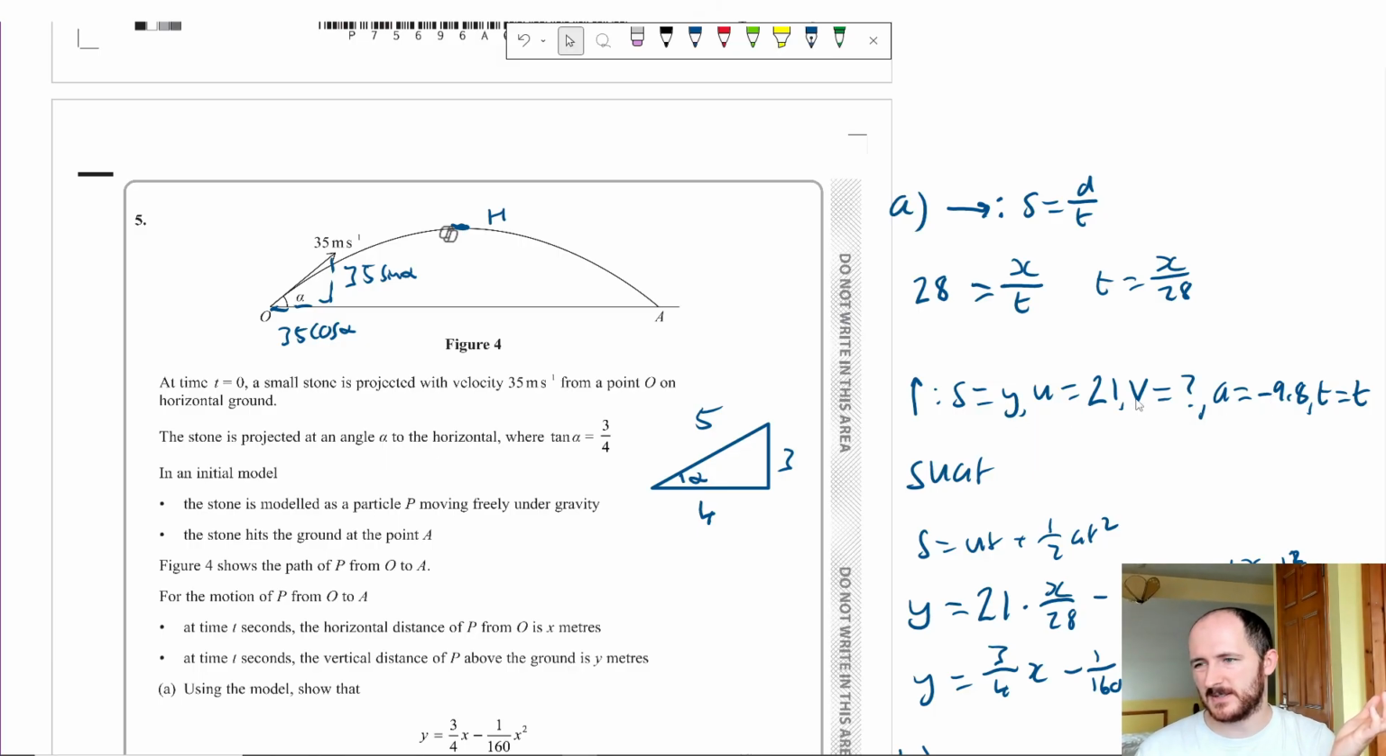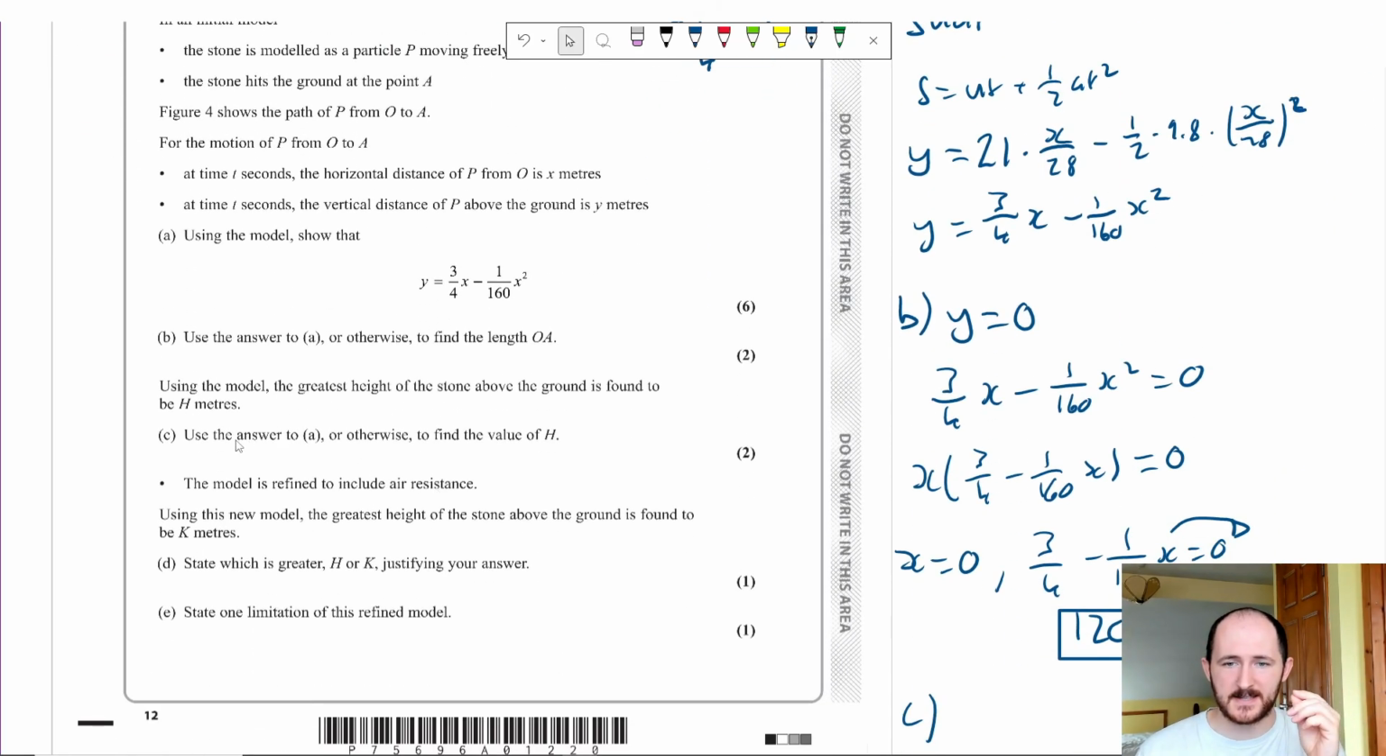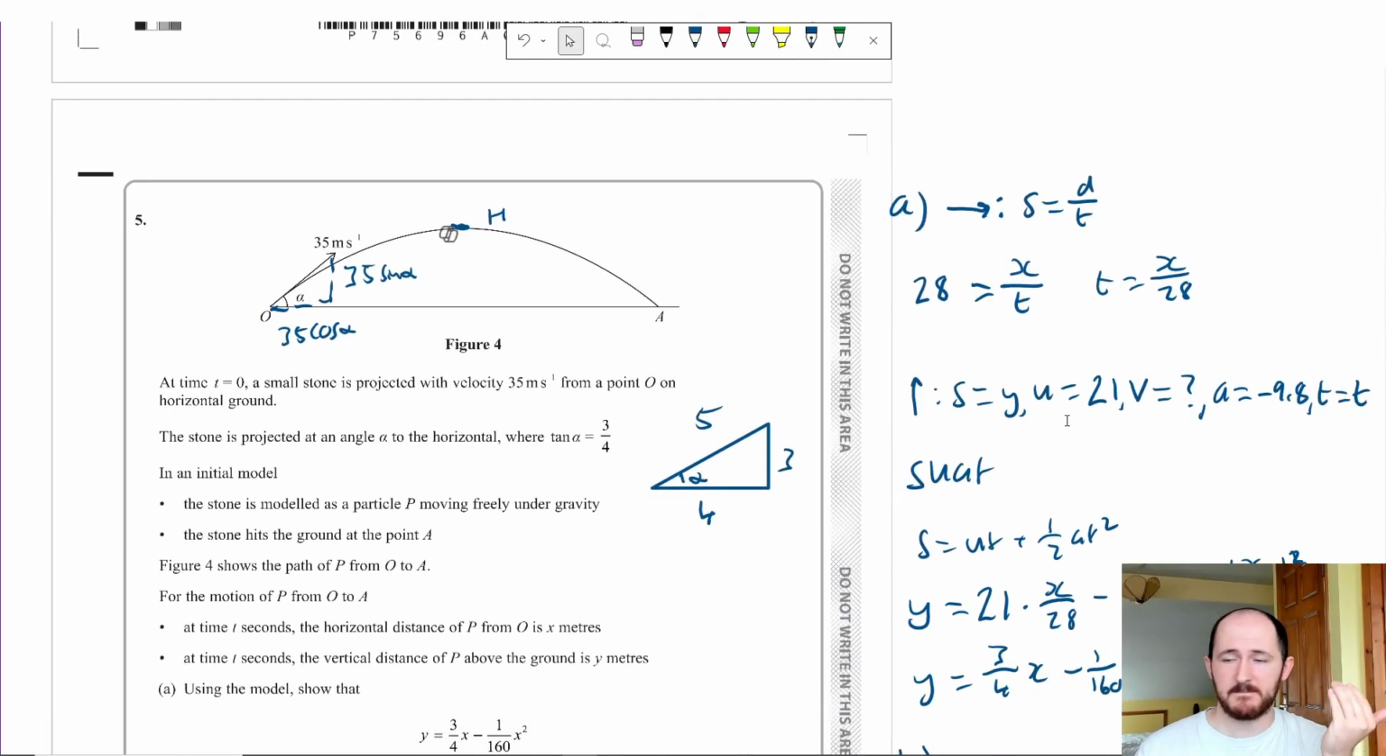Actually, no, we probably could do. We could say v is 0. We could use v squared equals u squared plus 2as. But it does say using your answer to part A or otherwise. Okay, so you could use that. Fair enough. You could say v is equal to 0 here, and you could use v squared equals u squared plus 2as to work out s. That's one way to do it.